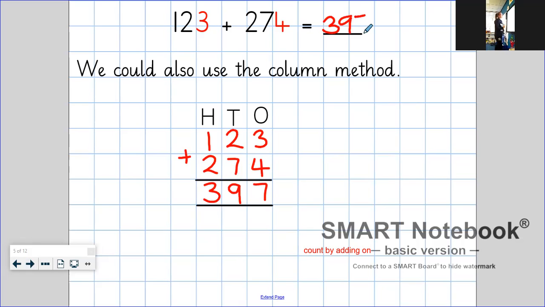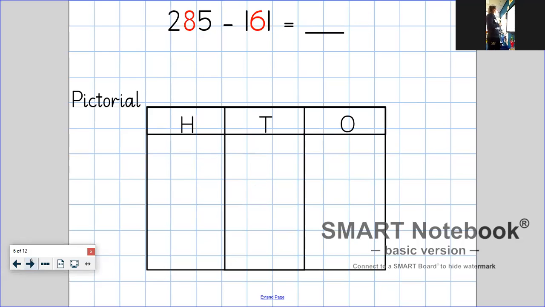And I've managed to work it out. I hope you're managing to keep up, guys. Don't forget you can pause the video at any time if you need to. Ooh, what has changed here? We have got a take away. So it's really important that you check your symbols, guys.